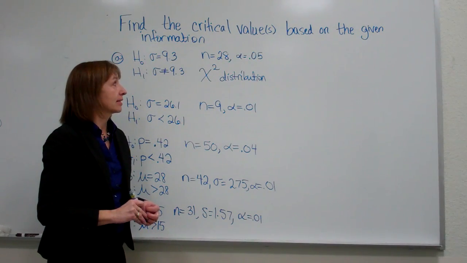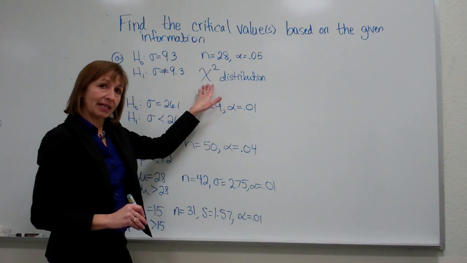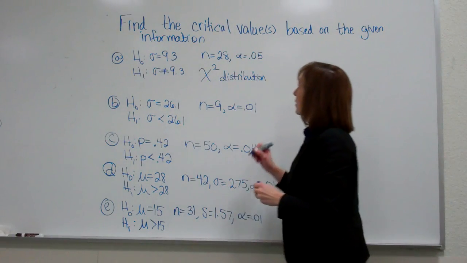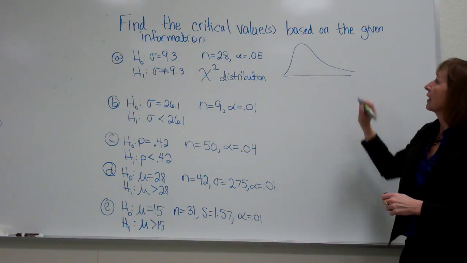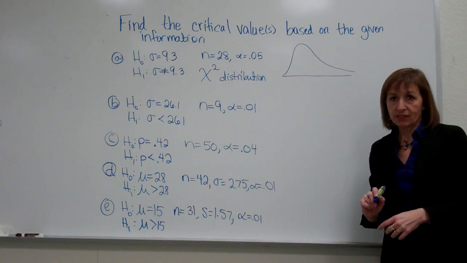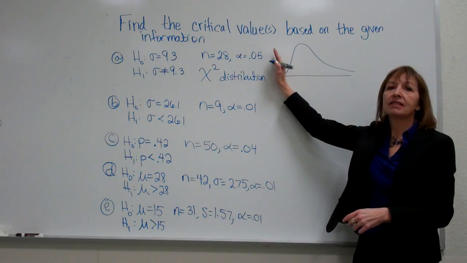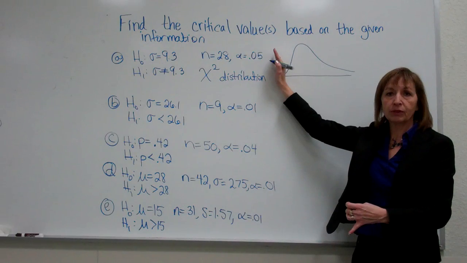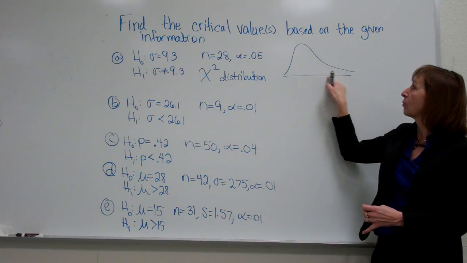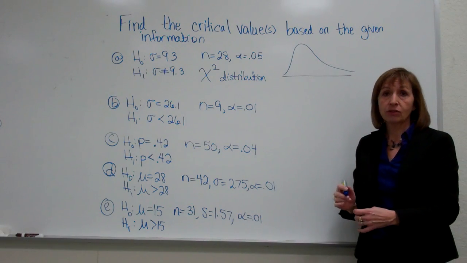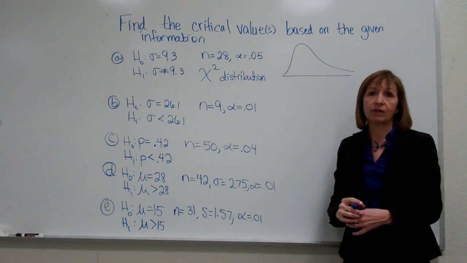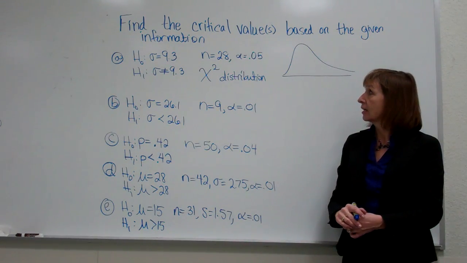So when I'm thinking about the chi-square distribution, remember the chi-square distribution is one that's skewed. This is a distribution of the square of a real number. So the values along the number line for the chi-square distribution are always positive. And I also don't have the symmetry that I had with other distributions that we used.